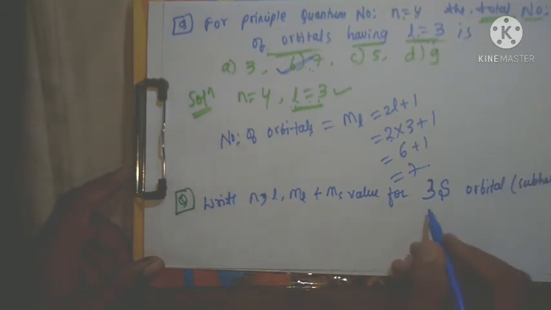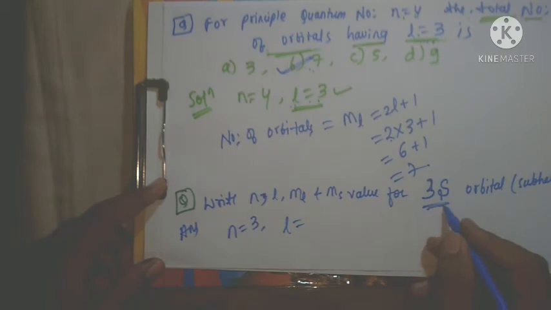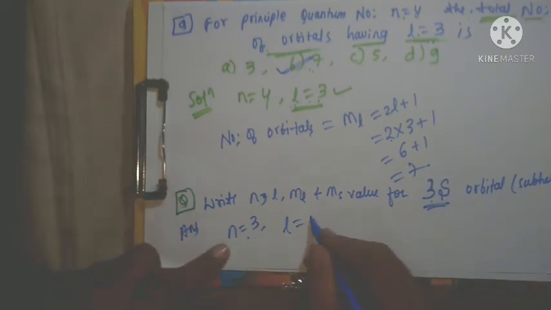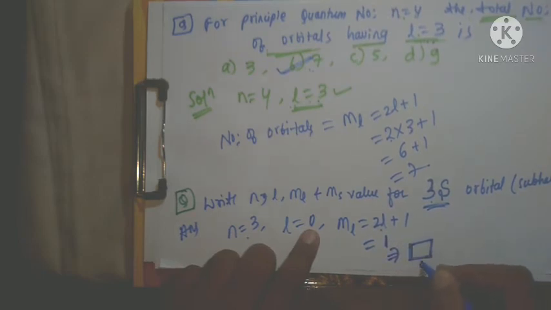Now here 3s means, what is the n value? 3. What is the L value? 0. What is the ml value? Ml value 0, that is 2L plus 1. 0 means 1, only one possibility, that should be 0, right? That is only one orbital, that should be the 0th orbital, right?